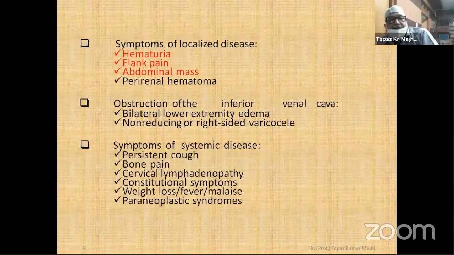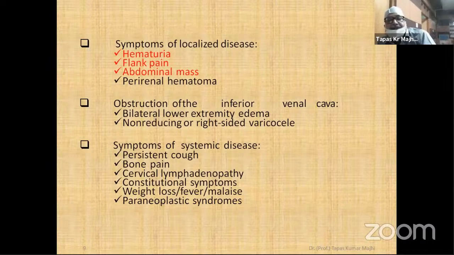Symptoms: roughly, renal cell carcinoma presents in one group as an asymptomatic renal mass, symptoms of localized disease, obstruction of the inferior vena cava, and symptoms of systemic disease. Symptoms of localized disease are hematuria, flank pain, and abdominal mass, usually called the classical triad for renal cell carcinoma, which is found only in infrequent cases, less than 10% of patients. Patients may present with perirenal hematoma.